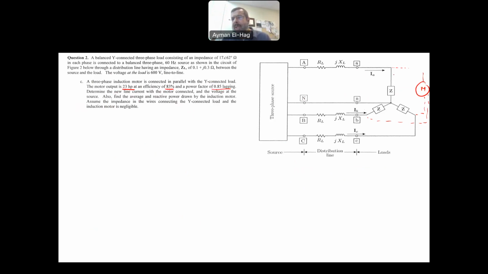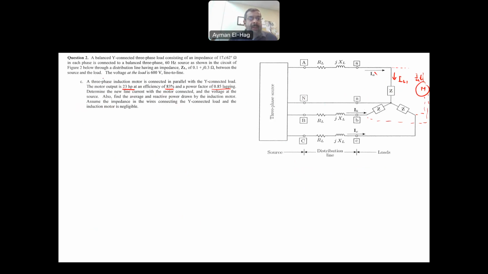Now I will have two line currents. This I will call I line 1, and this is I line 2. Now I line 1 is the same that we calculated from the previous step. This is the current that the load is consuming. Now the I line 2, the current that goes through the motor, this is what I want to calculate. Adding these two, you will get now our new IA. Okay, so let's start with this.